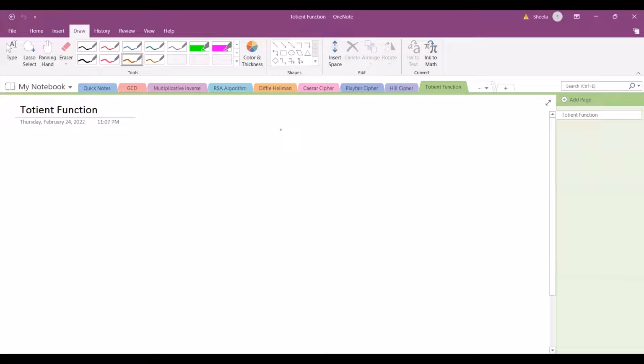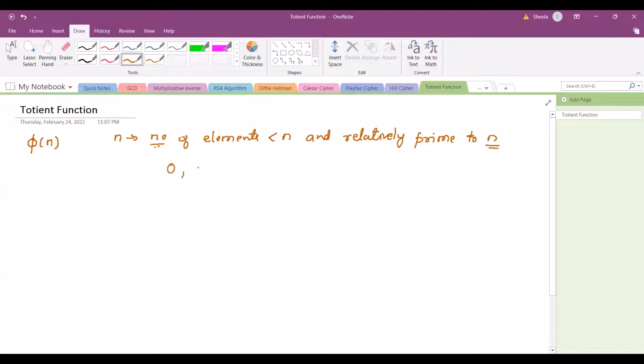So next, let us consider the totient function. It is represented by the symbol phi. Here, phi of n represents the number of elements less than n and relatively prime to n. We are going to consider the numbers 0 to n minus 1, and among these numbers we have to find out how many numbers are relatively prime to n.